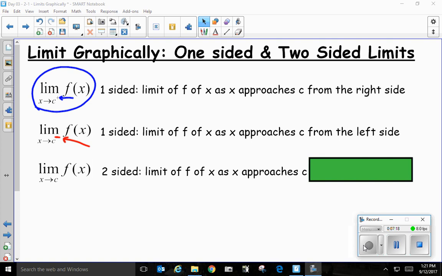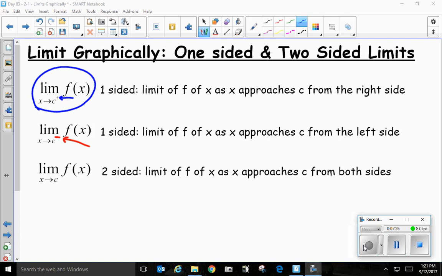And last but certainly not least, both sides here. Because this is what we normally do. This is how we find a limit. Okay? If the limit from the right side is equal to the limit from the left side, then it has a limit. Okay? That's what, when there's no plus or minus here, that's pretty much what we're saying. That's a two-sided limit. All right?